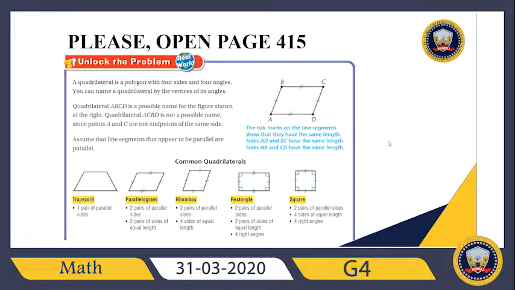Okay, right now let's turn back to your book, page 414. We already talked about some common quadrilaterals. If you want, you can see some properties also in your book.